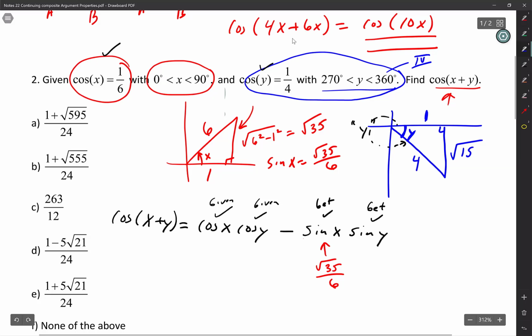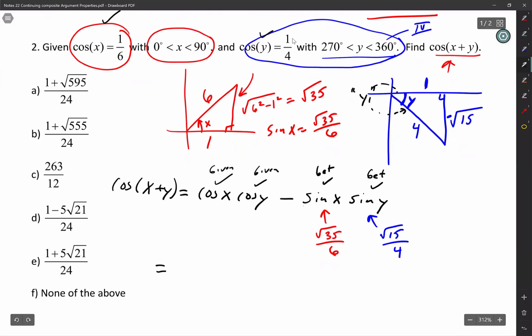All right, the one in blue. I want sine of y. Here's y. Oh, I almost made a mistake, guys. I'm in quadrant 4, so that square root of 15 should be what? Negative, because it's in quadrant 4. The y values are negative. So sine y is square root of negative 15 over 4.